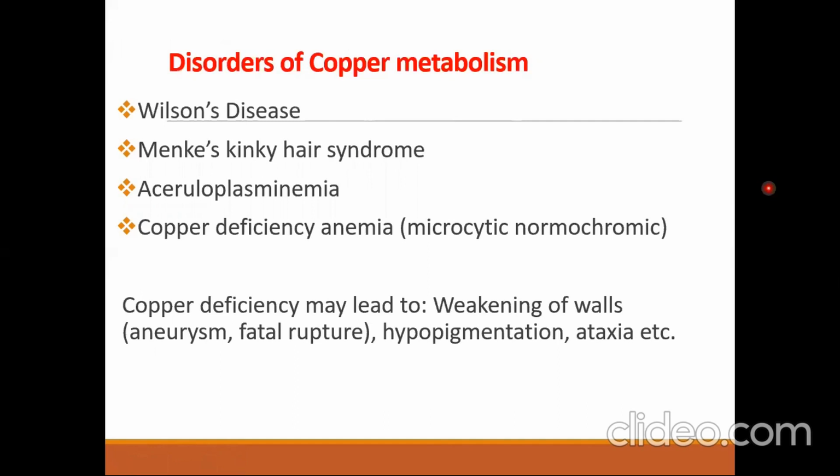Next, we'll see the disorders associated with copper metabolism. One is Wilson's disease. Second is Menkes kinky hair syndrome. Third is aceruloplasminemia. Fourth one is copper deficiency anemia. The anemia will be microcytic normochromic anemia. And copper deficiency may also lead to weakening of the vessel wall, which results in aneurysm and a fatal rupture, and hypopigmentation and ataxia. We will see one by one.